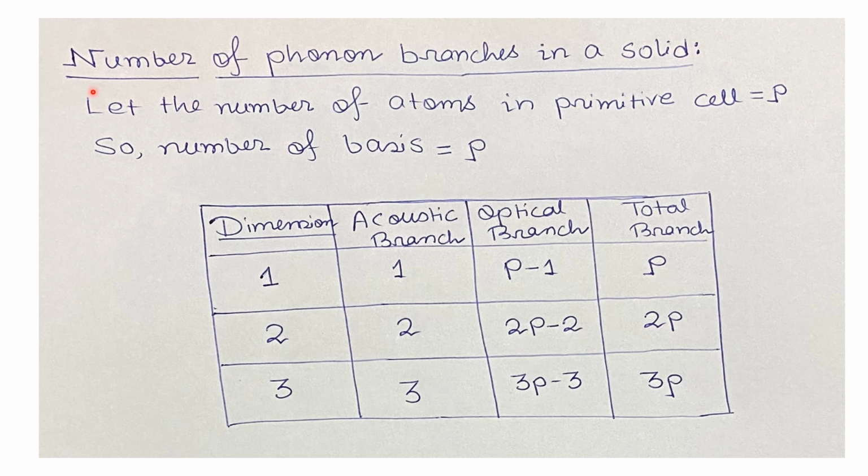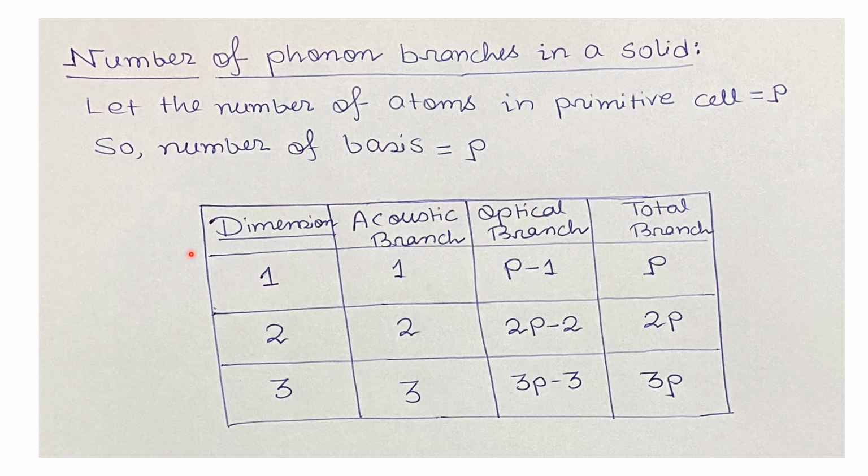Now let us discuss the number of phonon branches in a solid. Let the number of atoms in the primitive cell of the solid be P. So basically the number of bases in the primitive cell is P. Now let us follow this chart. For one dimension, the total number of phonon branches will be P, where P is the number of bases. Now in one dimension only one acoustic branch is possible, so the remaining phonons will be in optical branches. So the number of optical branches will be P minus 1.